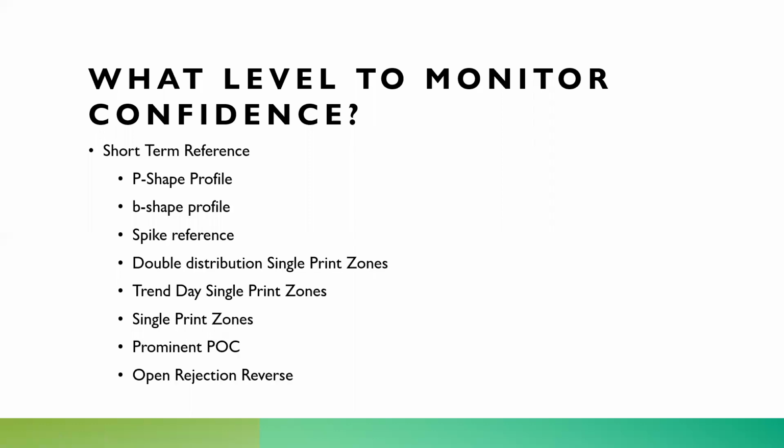At times, you may have to monitor some of the short-term references. Sometimes you may have a P-shape profile or a B-shape profile or a spike reference, double distribution, trend days, single print zones, prominent point of control, open rejection reverse. These are the places where we do watch the confidence monitor as well.